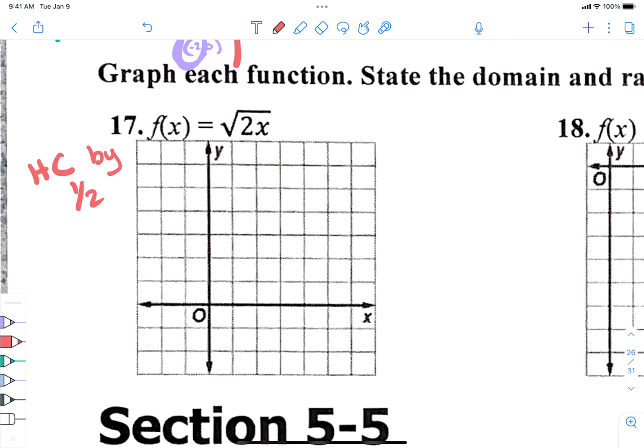But he's still going to look like a square root function. He's still going to start here at 0, 0 because we're not moving him left, right, up, down. He's just going to be taller. Okay. Because he's skinnier, it's just going to make him taller, right? Domain and range.